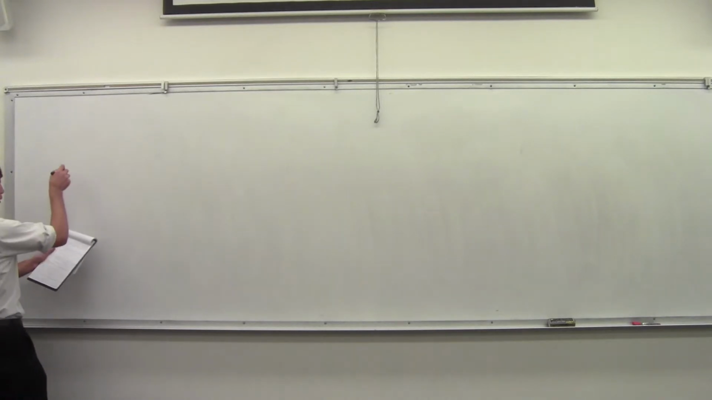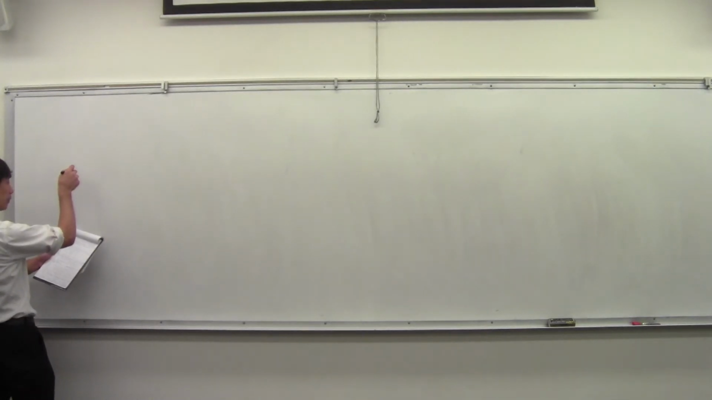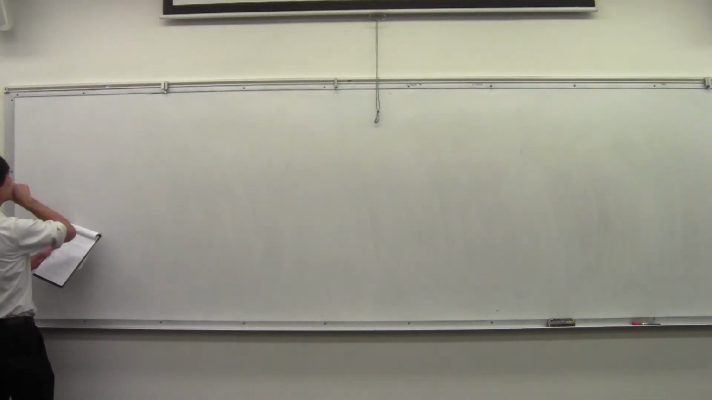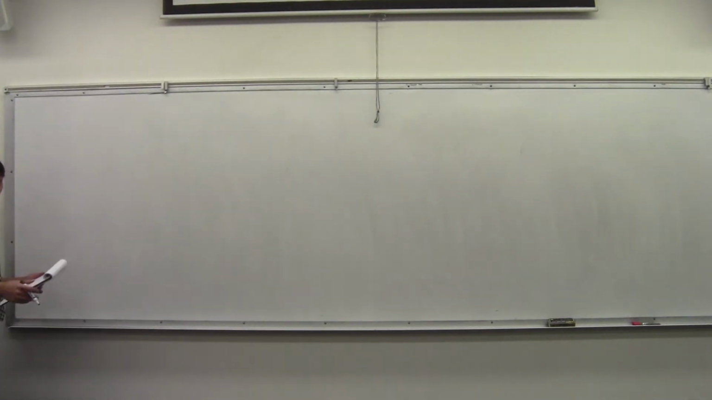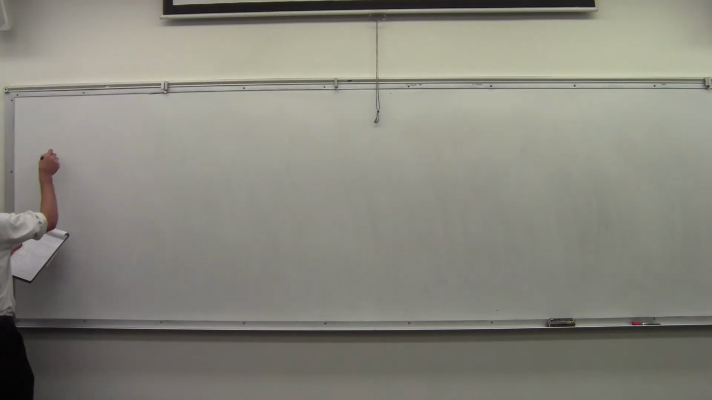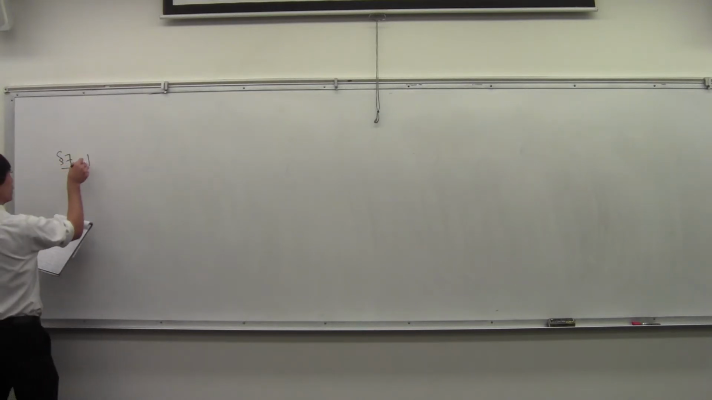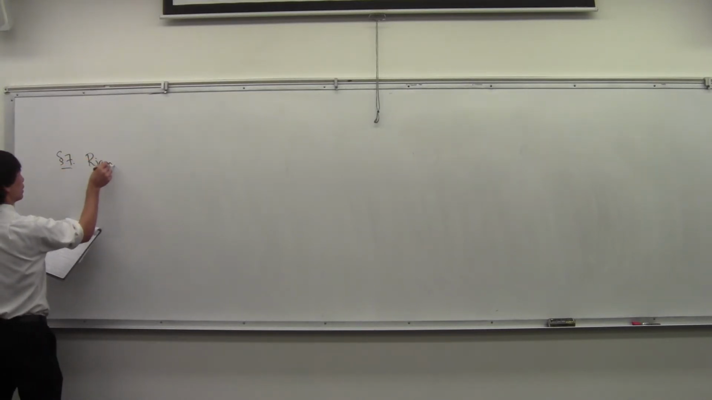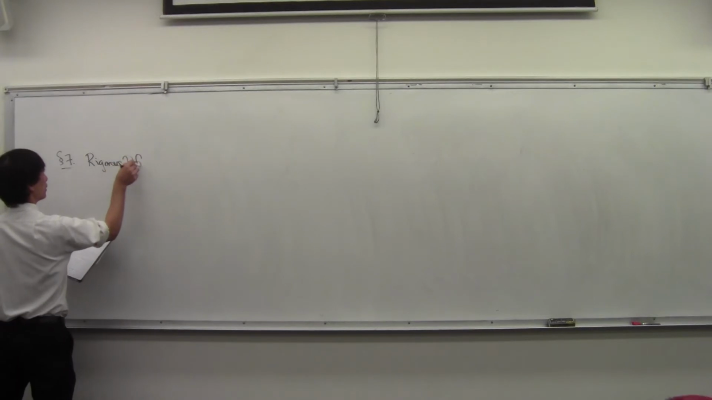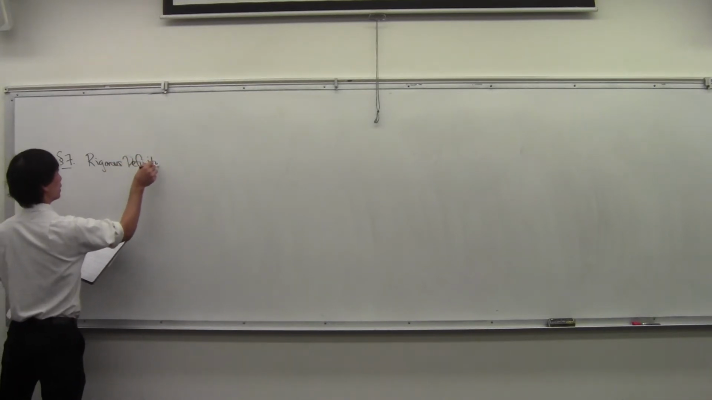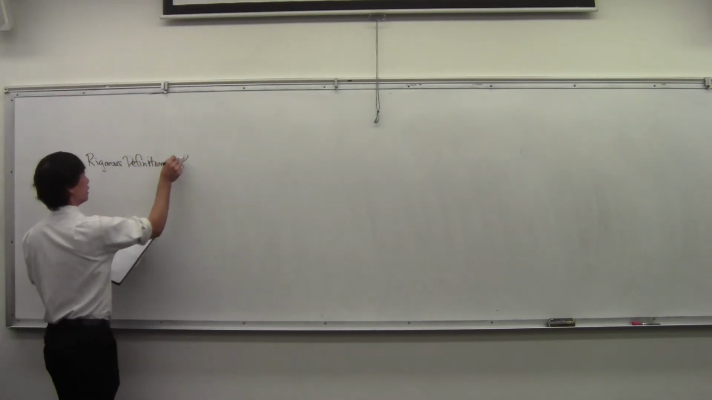Okay, let's go on. We're going to skip section 6 because it's about the construction of the real numbers. Instead, we're going to go on to section 7, the rigorous definition of the limit.